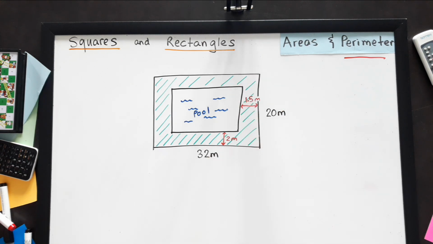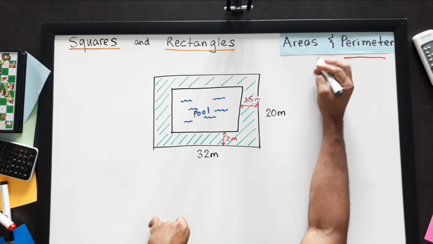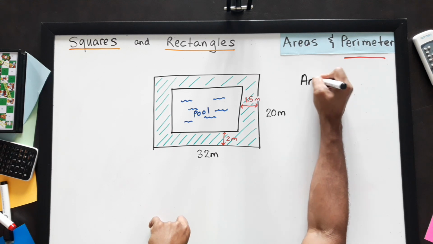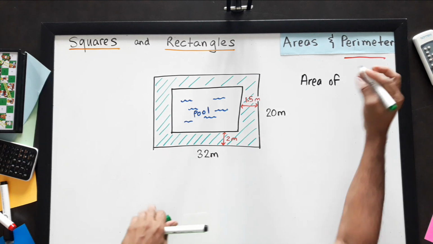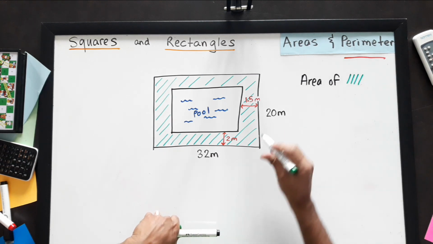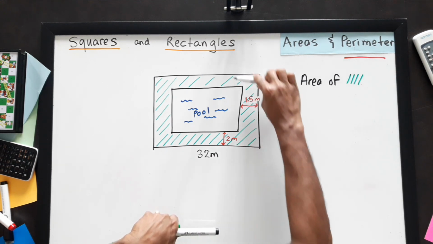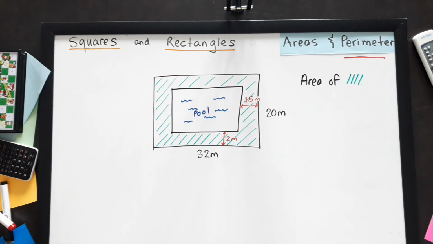What we want to do, well, the aim of the question is to find the area of the green part. The area of the, let me shade it here for you, of the green part only. Right now, the green part is just the piece around the pool. So we want to find the area of the green part.